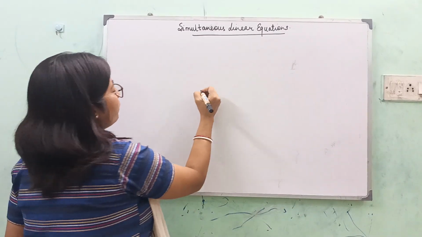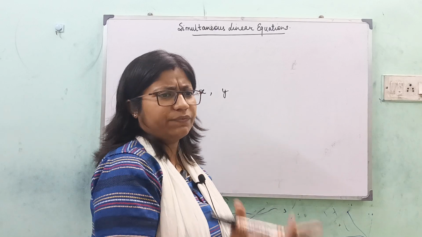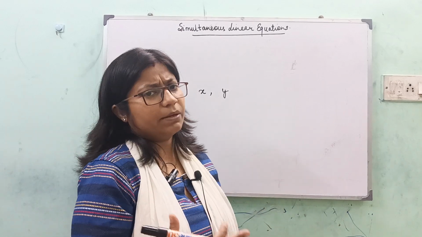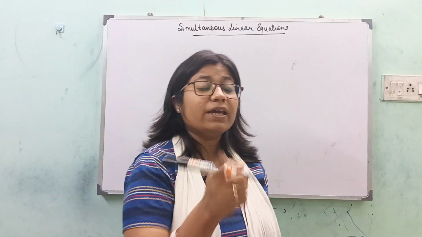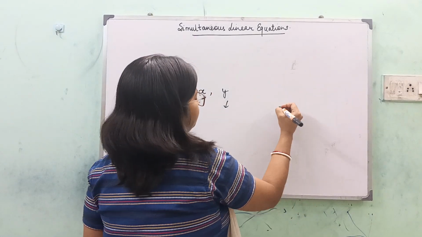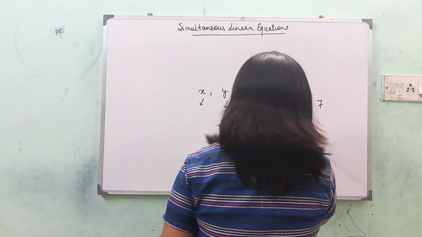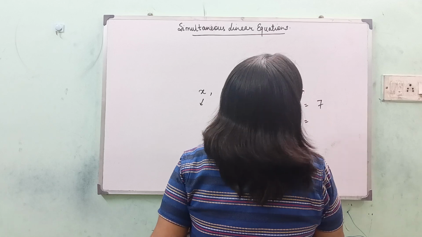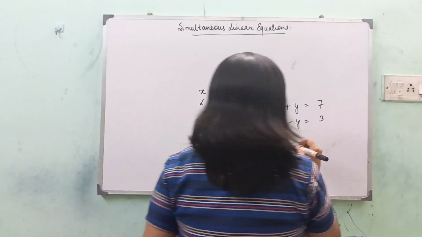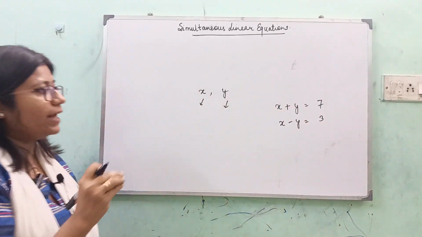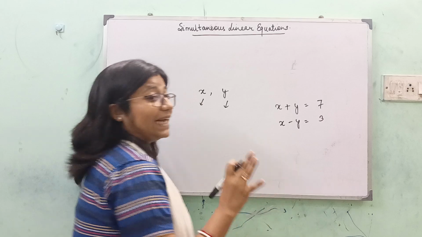Remember, in our attempt to solve the simultaneous equations of two variables, we will get a value of x and a value of y. Whatever variables are used in the two equations, we will get one value for x and one value for y which will satisfy both the given equations. For example, take x plus y equals 7 and x minus y equals 3. Tell me for what values of x and y both equations will be satisfied.